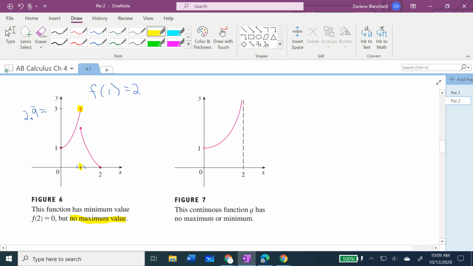Now, figure 7. With that same idea, do you see that there is definitely no absolute minimum? Now, if f of 0 existed and it filled in that hole, it would be the absolute minimum. Yes.